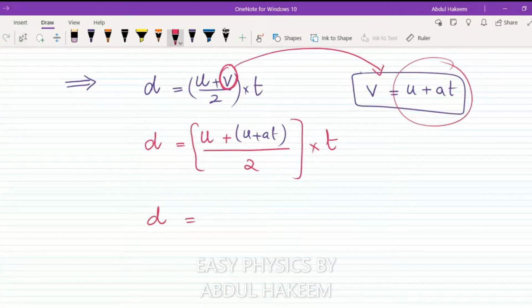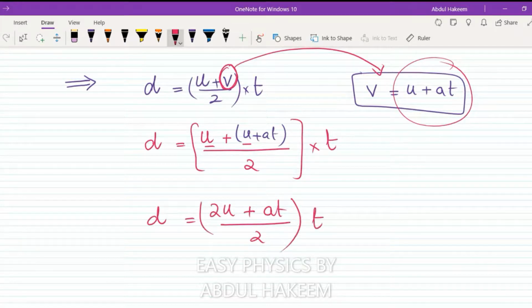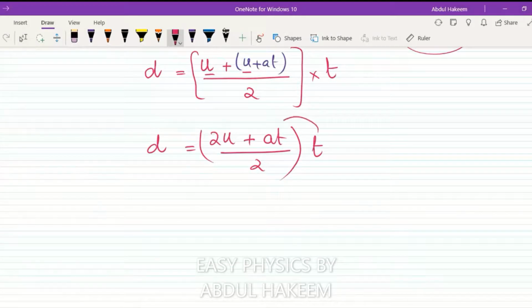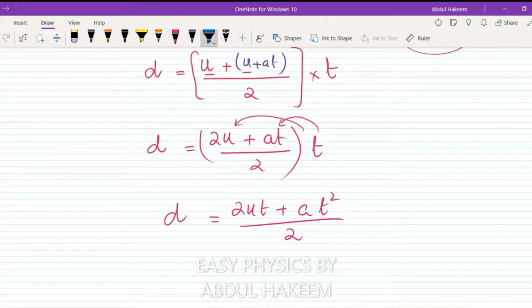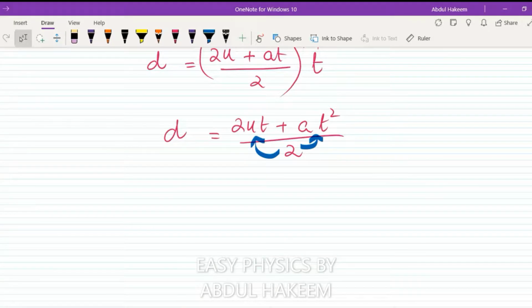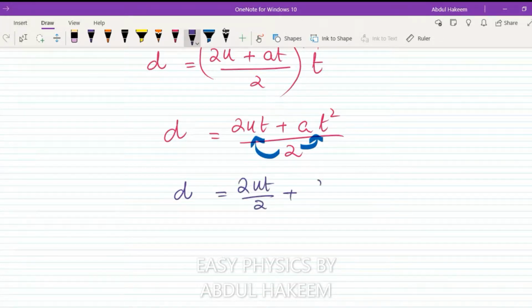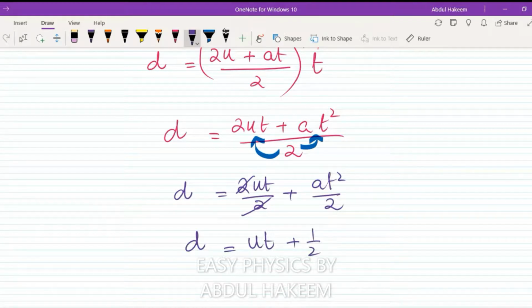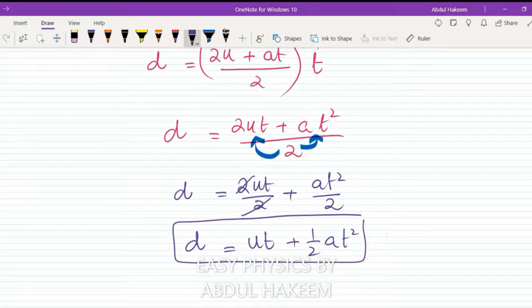Now d is equal to (u plus u plus at), which becomes (2u plus at) divided by 2, times t. Now this t is multiplied with both, so distance is equal to (2ut plus at times t, meaning at squared) divided by 2. Now this 2 divides both: 2ut over 2 plus at squared over 2. The 2 cancels, so distance is equal to ut plus 1 by 2 at squared. And this is called the second equation of kinematics.